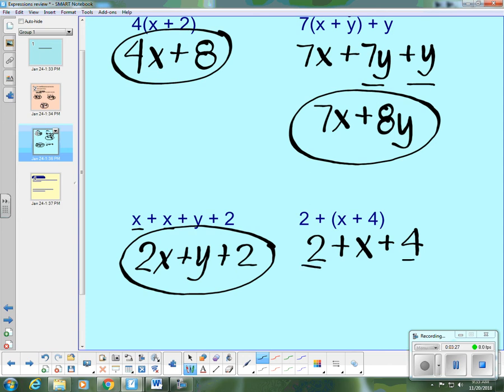I'm going to combine our like terms of 2 and 4. 2 plus 4 is 6, and I'm going to bring down my x. I can't combine anything with that x, so x plus 6.